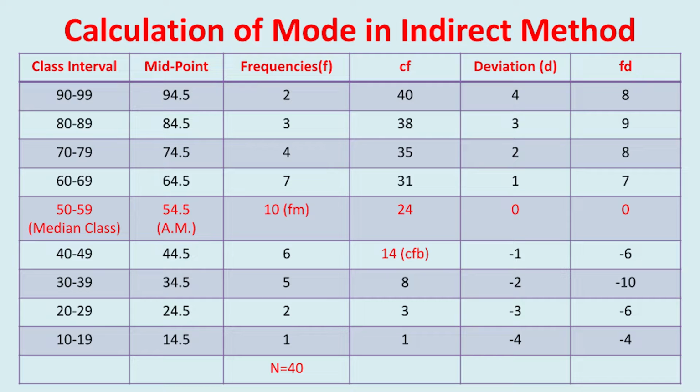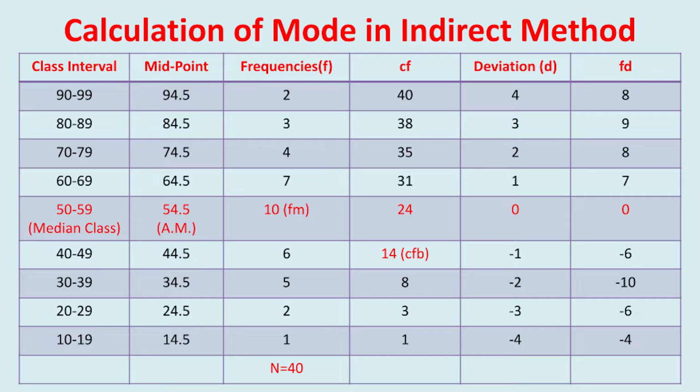Then after the frequencies, the further work is to find the cumulative frequency, because you have to calculate the median as well as the mean by using the grouped data method. The cumulative frequency starts from the frequency of the lowest class, that is 10 to 19, where the frequency is 1. So cumulative frequency will also be 1. Then you add the succeeding class frequency: 1 plus 2 is 3, 3 plus 5 is 8, 8 plus 6 is 14, 14 plus 10 is 24, plus 7 is 31, and so on.